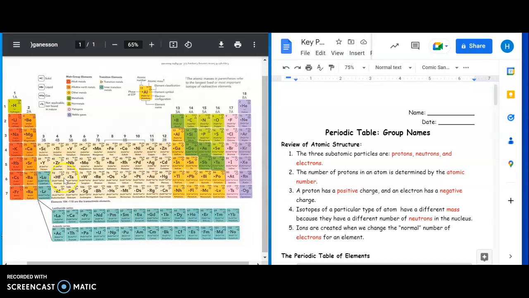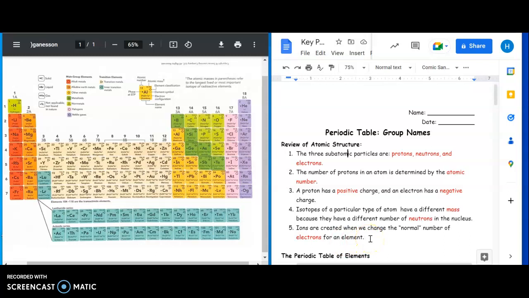So each element on the periodic table has at least one isotope. Many of them have many. The mass number is something that is given to you, and you use that to figure out how many neutrons that atom has. Ions are created when we change the normal number of electrons for an element.